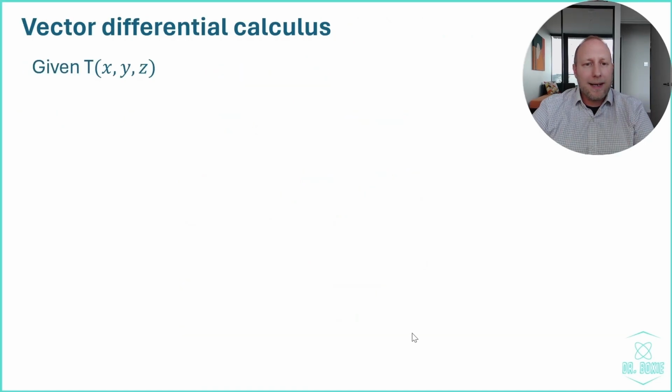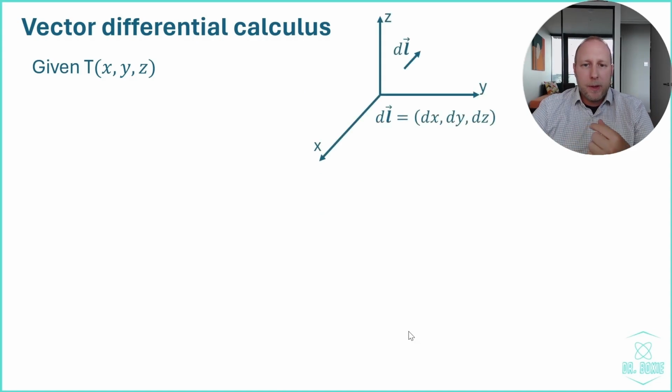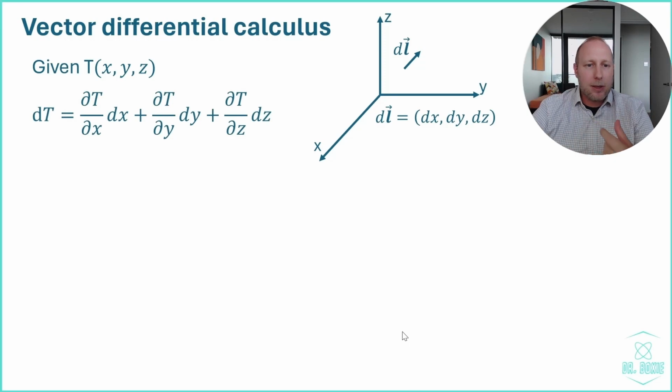How do we use it now? We want to rewrite the expression for dT. So to do that, remember dT represents the change in T when we move away from a point. Now the motion away from that point is represented by a tiny displacement dl, which is a vector whose components are dx, dy, dz. And we saw that dT is given by this expression.